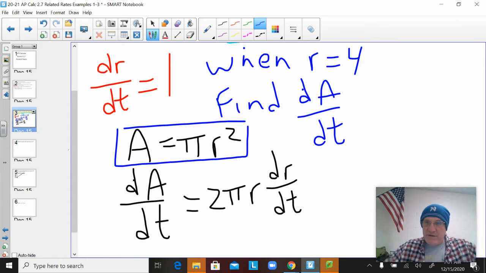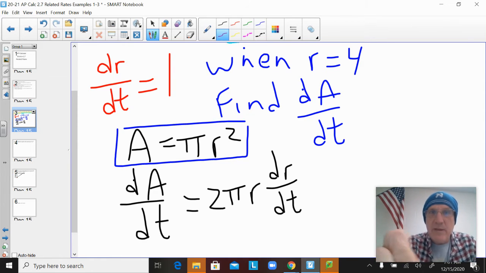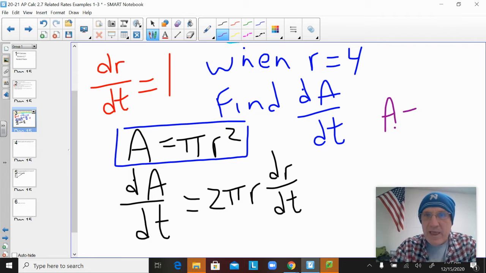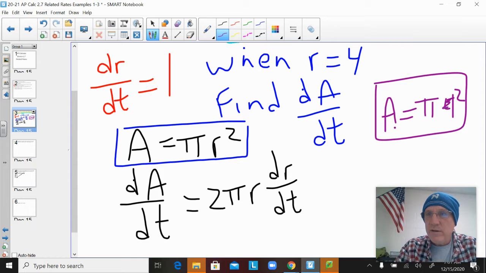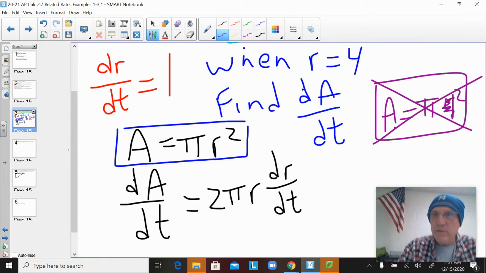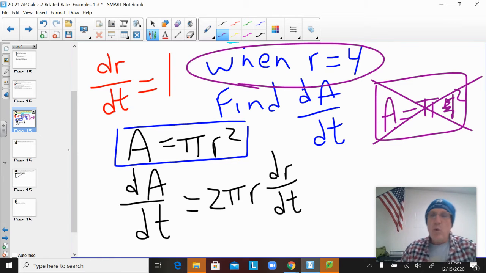After you take the derivative, which we've now done, now we're going to plug in the given value of 4. So it would be wrong, but very tempting, to think, okay, is my formula A equals pi times 4 squared? Like, should I have started with that equation and then taken the derivative? And the answer is no. Again, that 4 needs to be a variable still. When it says when r equals 4, we don't need that until after we take the derivative. So we took the derivative, we got dA/dt equals 2 pi r dr/dt.